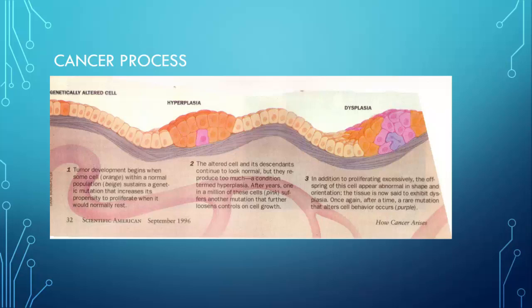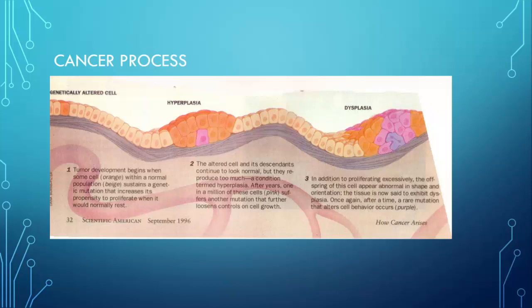If you look at diagram 2, you've got hyperplasia, so the altered cell and its descendants continue to look normal, but they are definitely reproducing too much, and this is hyperplasia. And after years, one of these cells, the pink one in the diagram, acquires another mutation, and this further enables that cell to escape from the control of the cell cycle.